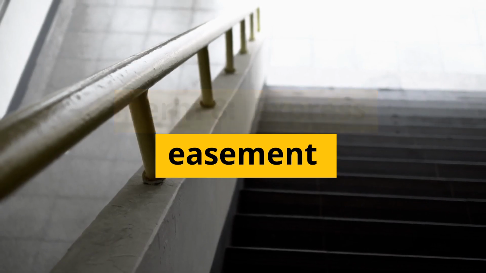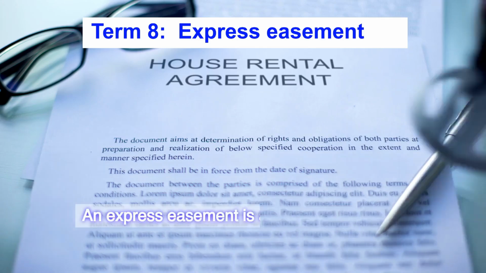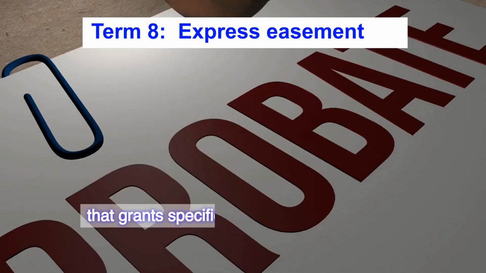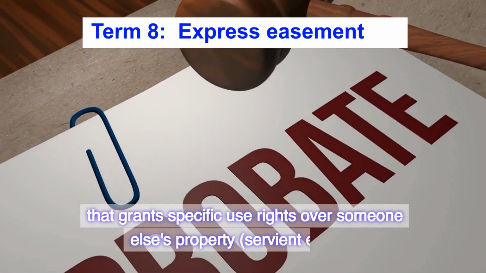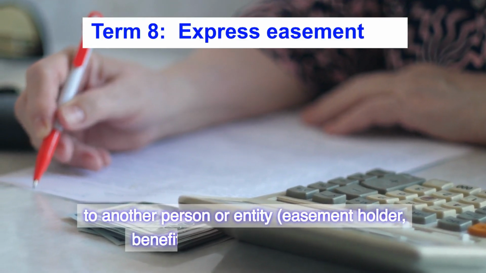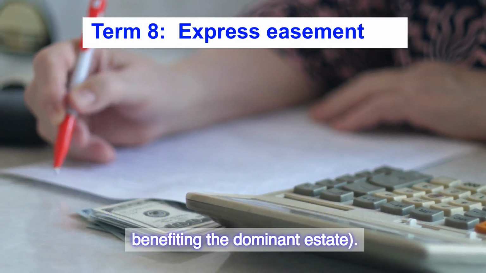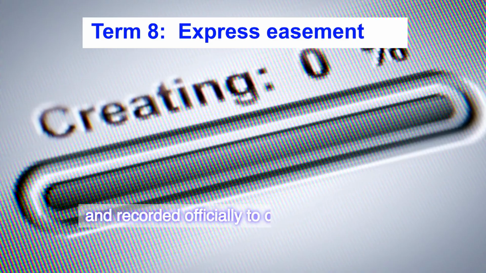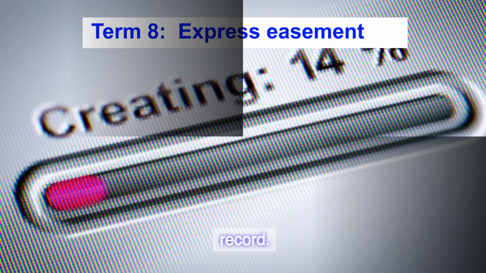Term 8. Express easement. An express easement is a clearly defined and documented legal agreement that grants specific use rights over someone else's property, servient estate, to another person or entity, easement holder, benefiting the dominant estate. It's established through written communication and recorded officially to create a permanent record.